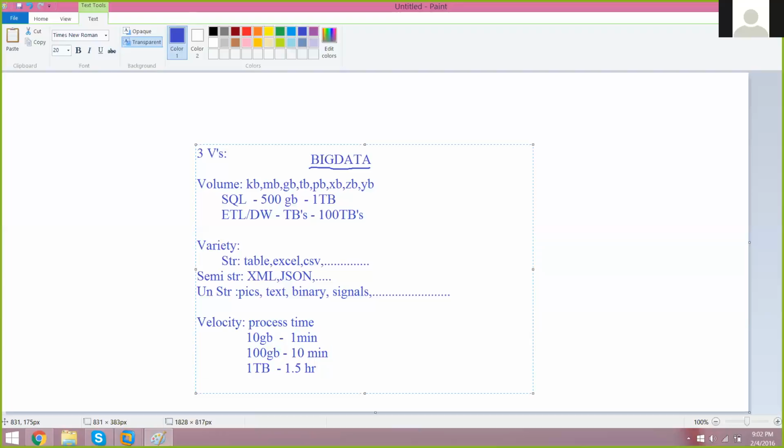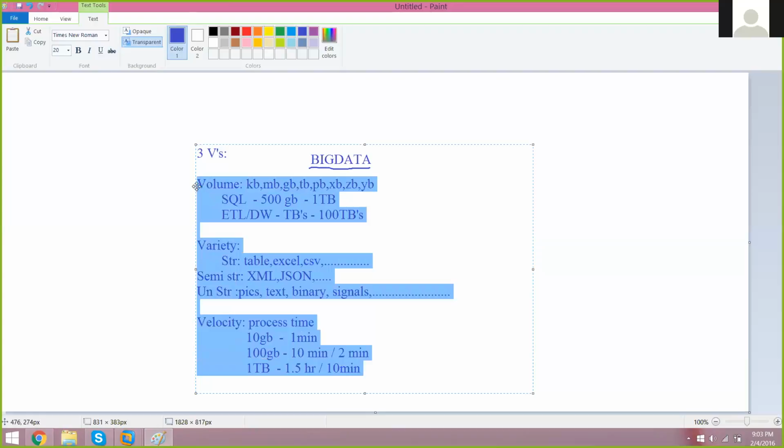Maybe instead of 10 minutes here, it may take 2 to 3 minutes, which is good. But instead of 1.5 hours, it may take at least 5 to 10 minutes, which is also good. Correct? Even for 1 terabyte of data. But taking 1.5 hours is not good. So this is another challenge we are facing with the velocity of data. So these are the three different kinds of problems the industry is facing with the data.